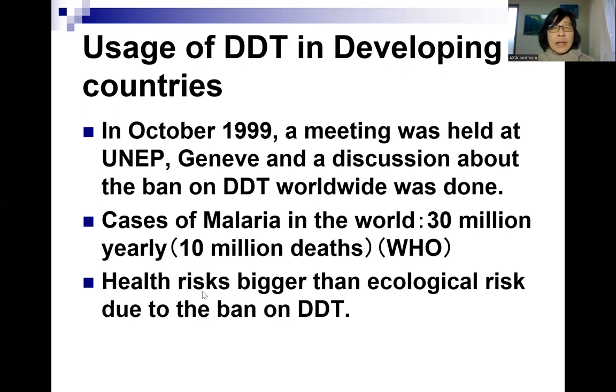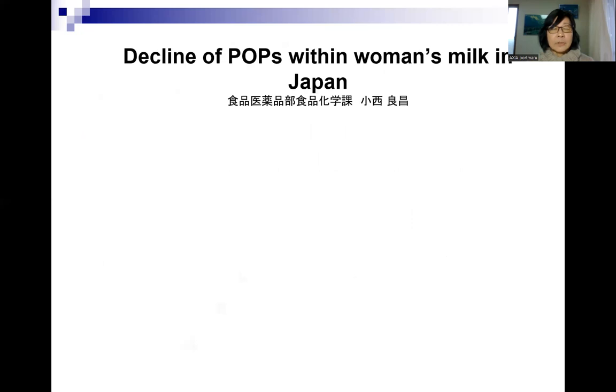So health risks are bigger than ecological risk due to the ban on DDT. So it still continues being used. DDT was not banned. Now let's see in Japan, the decline of POPs within women's milk in Japan.